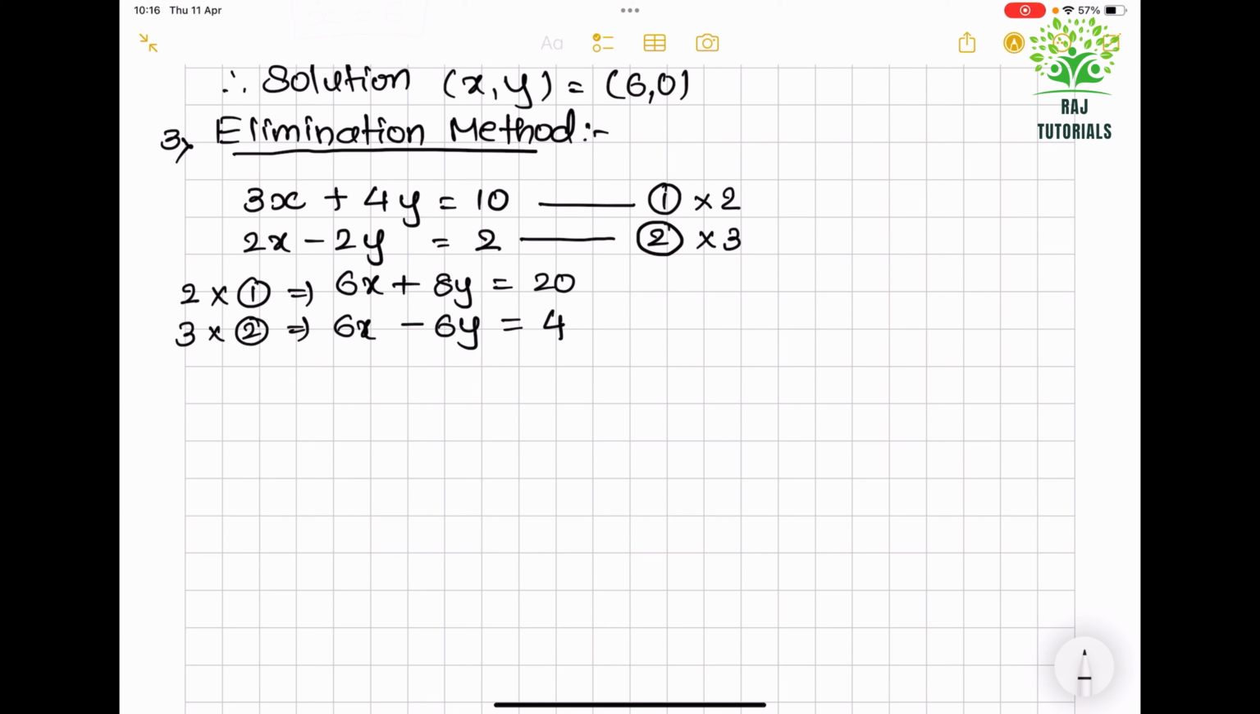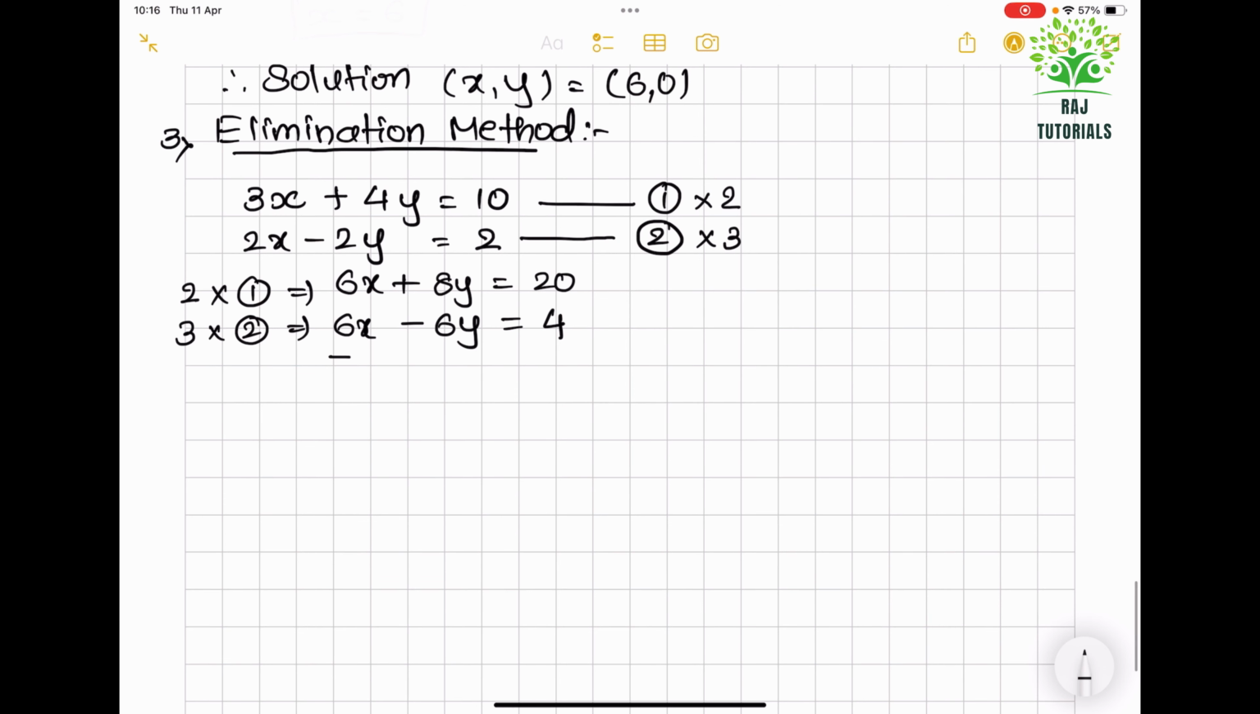Now I can't cut them directly. So to cut, I need to change their signs. So I am subtracting the second equation from the first one. So I have changed the sign, now I am adding them. So see, 8 plus 6, 14y, and 20 minus 6, that will be 14. So I got y equal to 1.